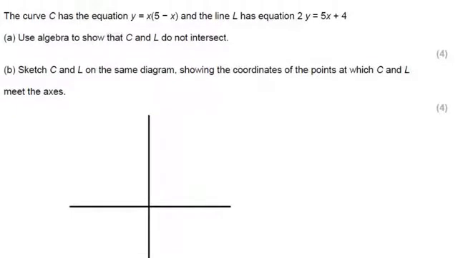Okay, part B then wants us to sketch the graphs of these two functions here. So if we deal with the quadratic first, we've got x bracket 5 minus x. So that's a negative quadratic. If we expanded those brackets, we'd get 5x minus x squared, which is a negative quadratic, so it's that kind of shape. We also know that it is going to have 2 points of intersection on the x-axis. One when x is equal to 0, and the other when x is equal to 5.